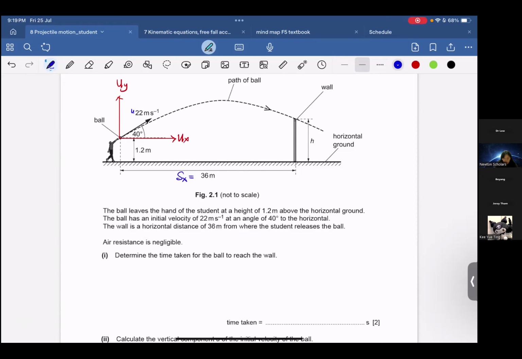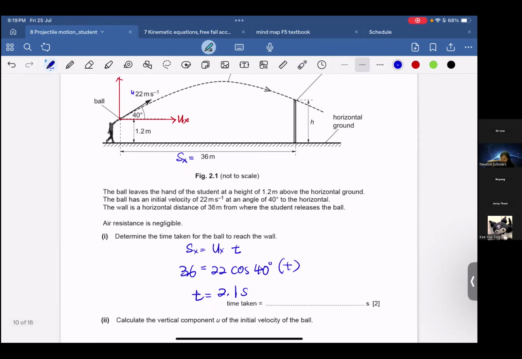Why slightly different? Okay, so here, Sx equals Ux times t. So your Ux will be 22 cos 40 degree times t. This one is 36. So my answer here, I make it two significant figures. So I will get 2.1 second.